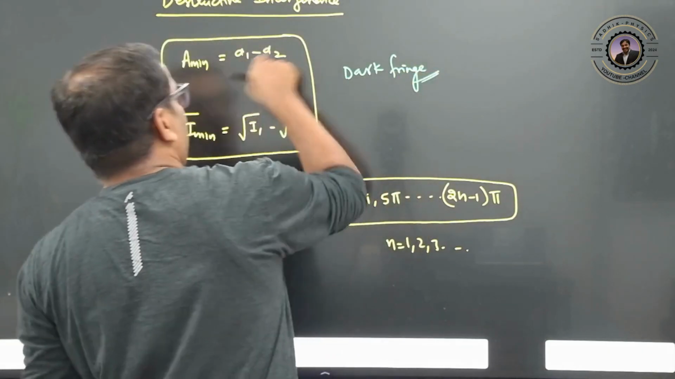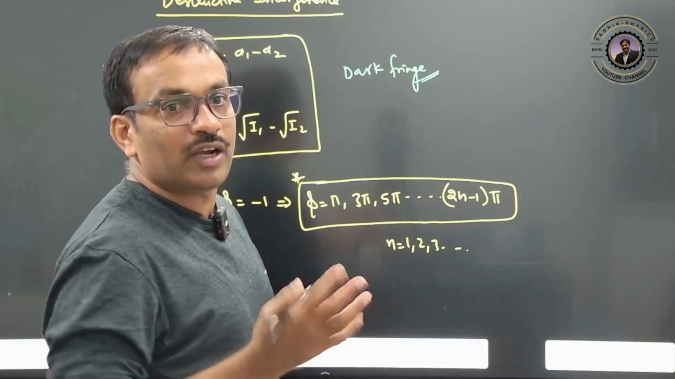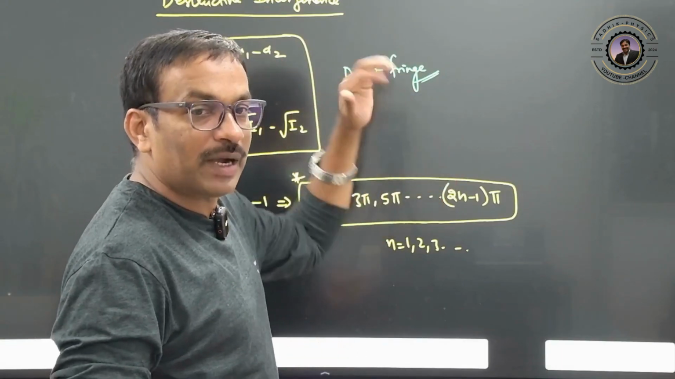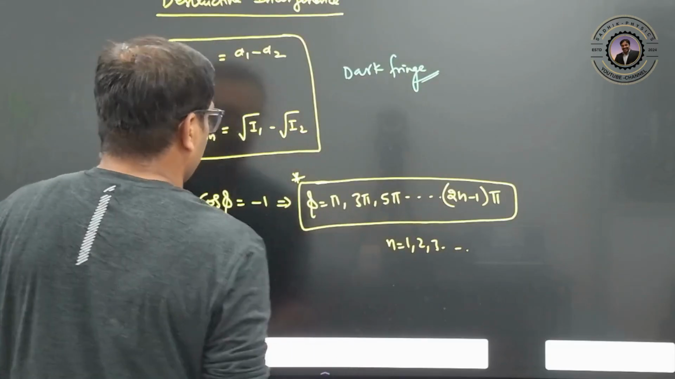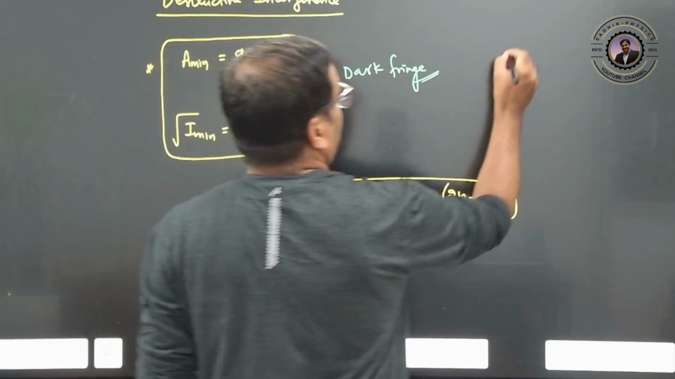So suppose A1 and A2 are equal, then it forms a completely dark fringe. If A1 and A2 are not equal, then it will not form a completely dark fringe; compared to the bright fringe, it will be dark. Clear? Next one is your phase difference.